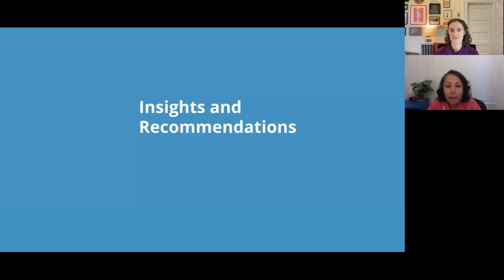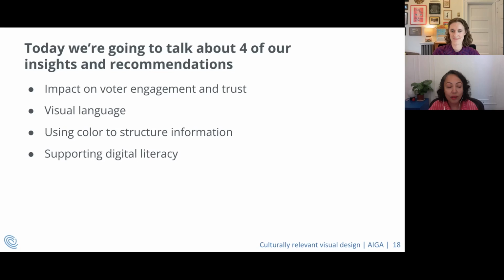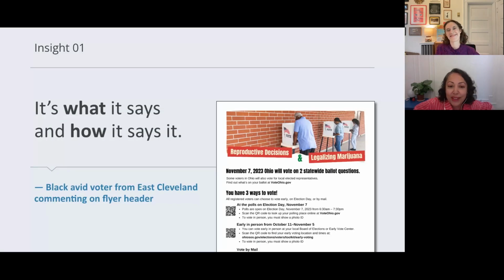So now we want to walk you through our research insights and recommendations. We're going to be tackling this together. Emma and I led the research portion of this work, and Emma led the recommendations and the design of our tool. Now, our research actually included 14 insights and recommendations, but because of time, we're only going to be guiding you through 4 of those. They will touch on trust, visual language, color use, and digital literacy. Let's get into it. Okay, insight 1.